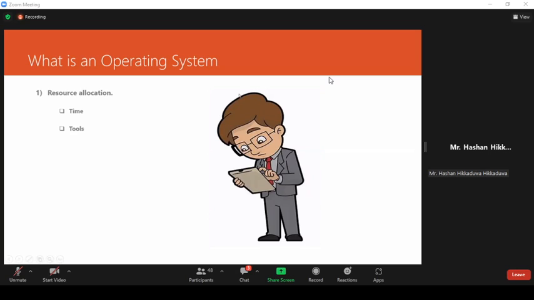So we can take a shop. For an example, we can take a toy shop. There are a lot of toys. In a toy shop, how can we do the resource allocation? In the toy shop, what are the resources we need to allocate? Any answers?